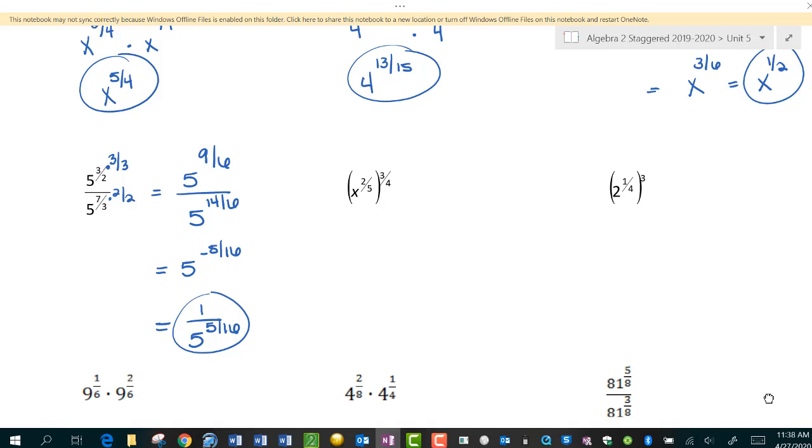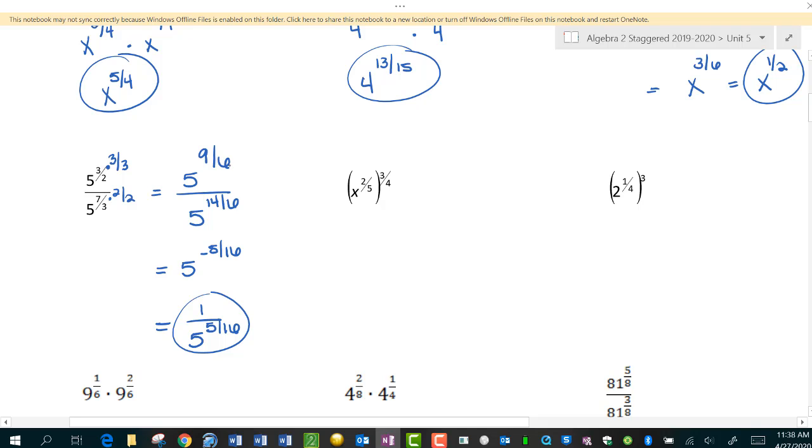So the first thing is we needed a common denominator. So I multiplied 3/2 by 3/3. Remember when you're multiplying fractions, numerator times numerator. So 3 times 3 is 9, 2 times 3 is 6. Then in the denominator, 7/3, I multiplied by 2/2 and got 14/6. So now I have 6 in both denominators. I can then subtract those exponents.